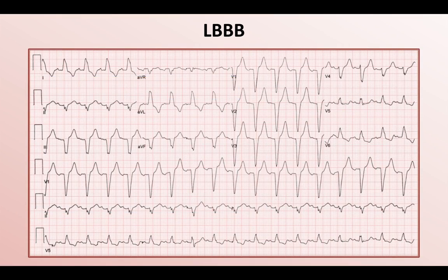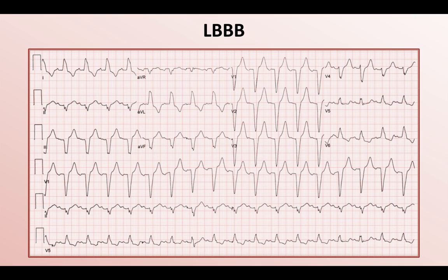Here is an example of a left bundle branch block with the broad R wave and deeply inverted T waves in 1, AVL and V6. And there is the deep S wave with ST elevation and prominent T wave in V1 and V3.